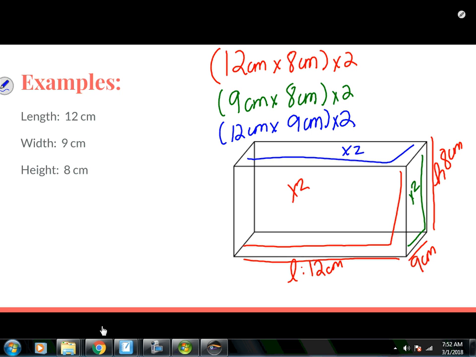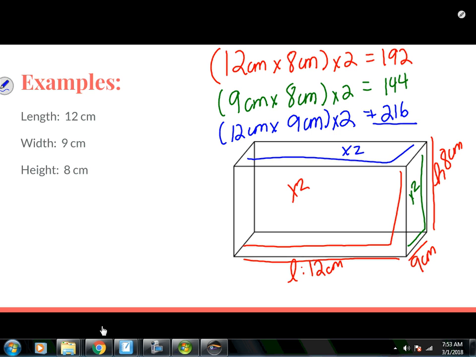So now we just need to do the math here. So we take 12 times 8 is equal to 96. 96 times 2 is 192. 9 times 8 is 72. Times 2 is 144. And 12 times 9 times 2 is 216.